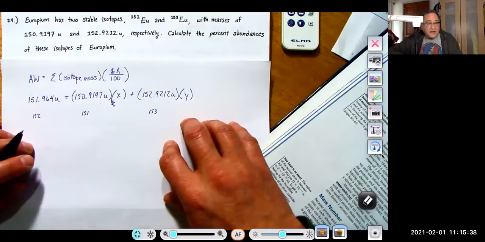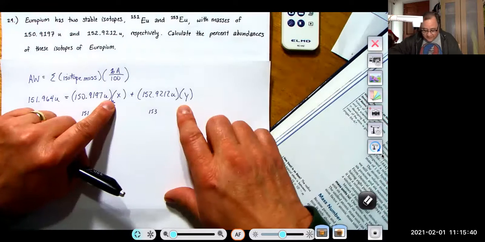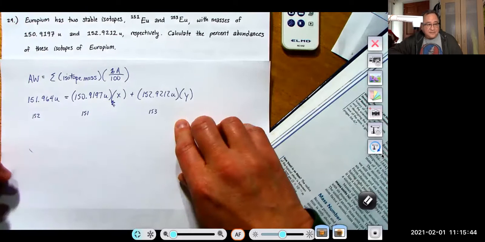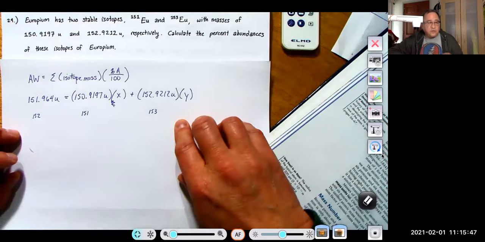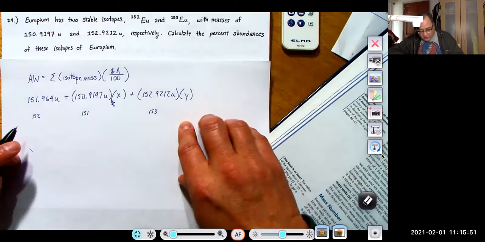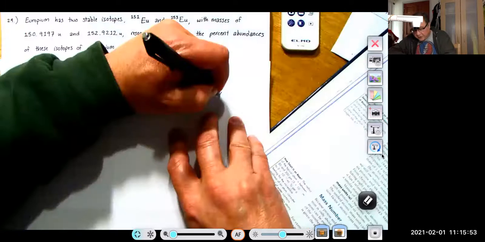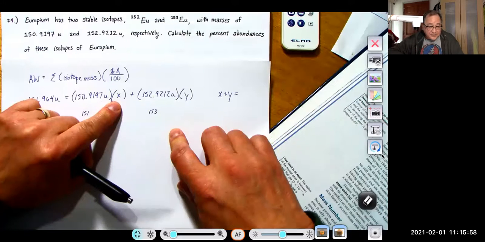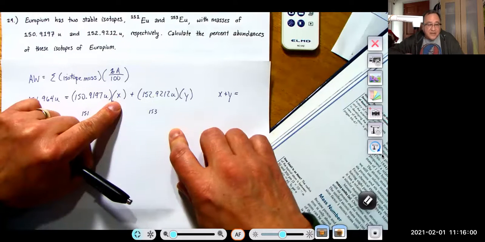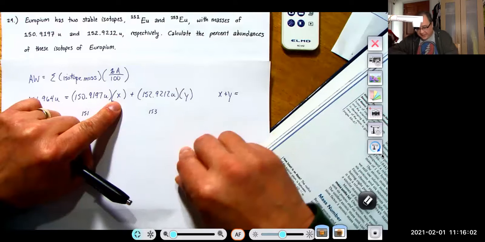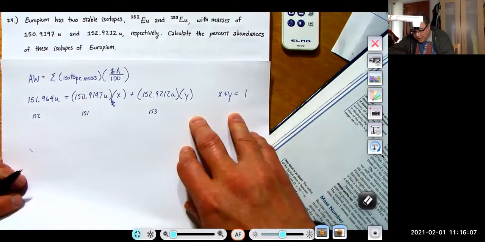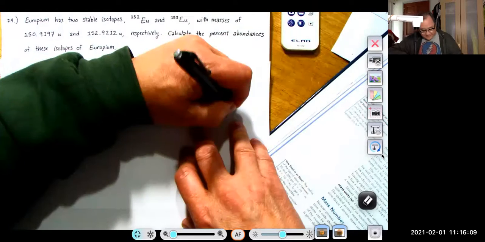How do we solve a single equation with two different variables? And the answer is you can't. You need two independent equations to solve something like this. Here's your other equation you're going to use: X plus Y. Remember, X is the fractional abundance. The percent abundances add up to 100. What do the fractional abundances add up to? They add up to 1. So that means Y is equal to 1 minus X.